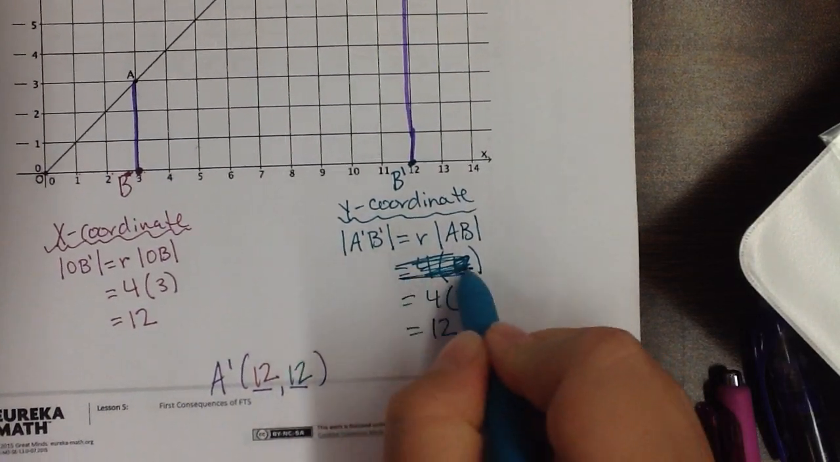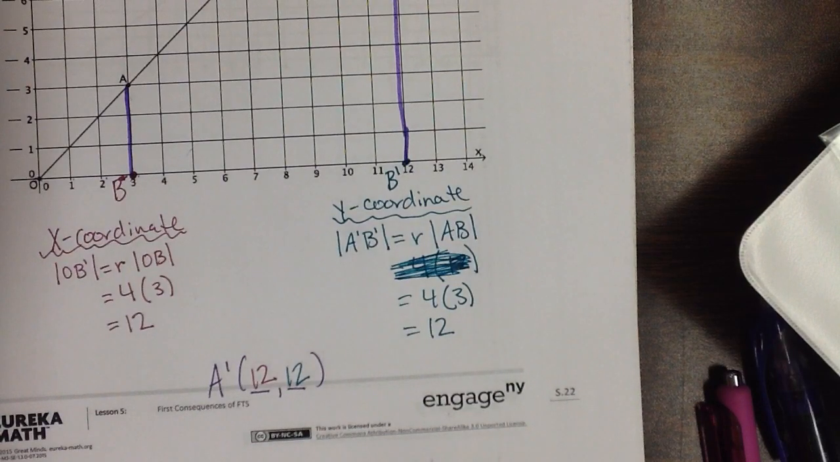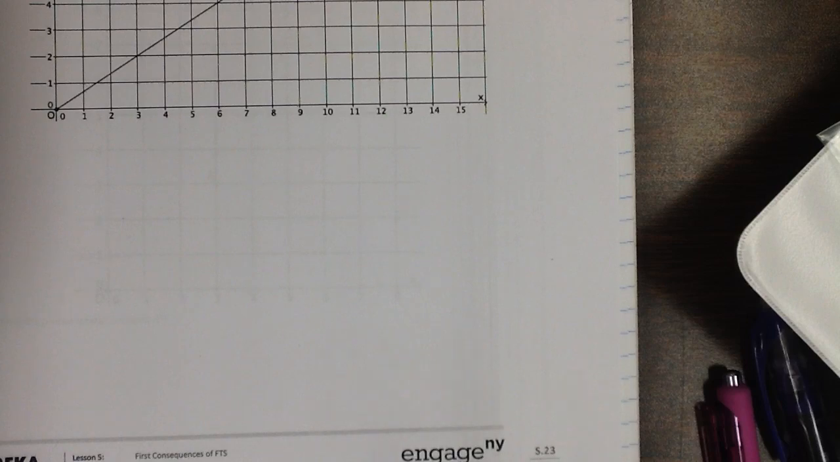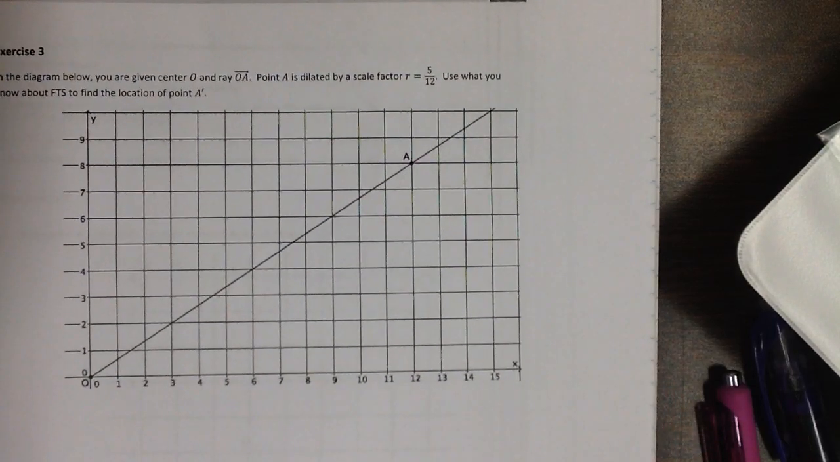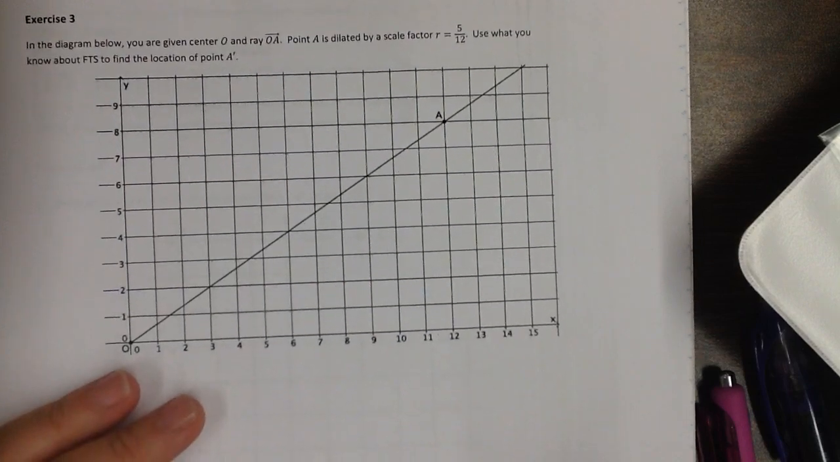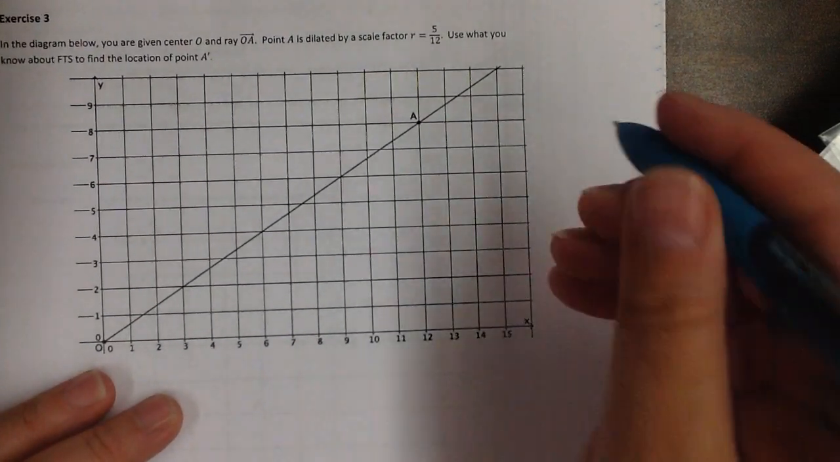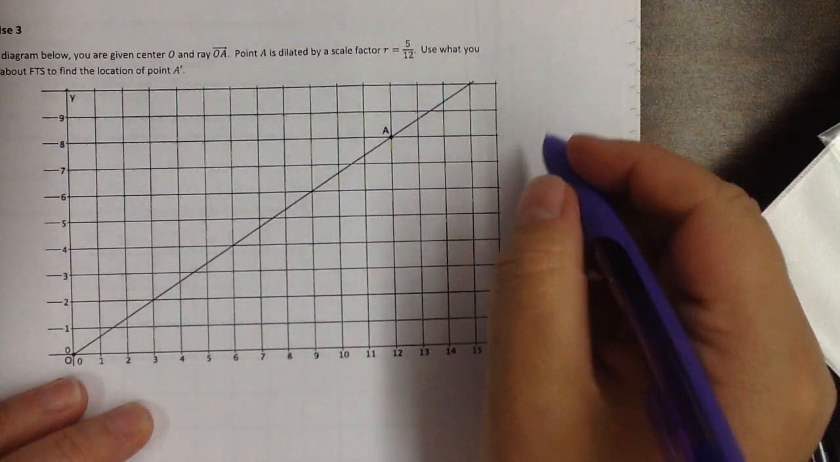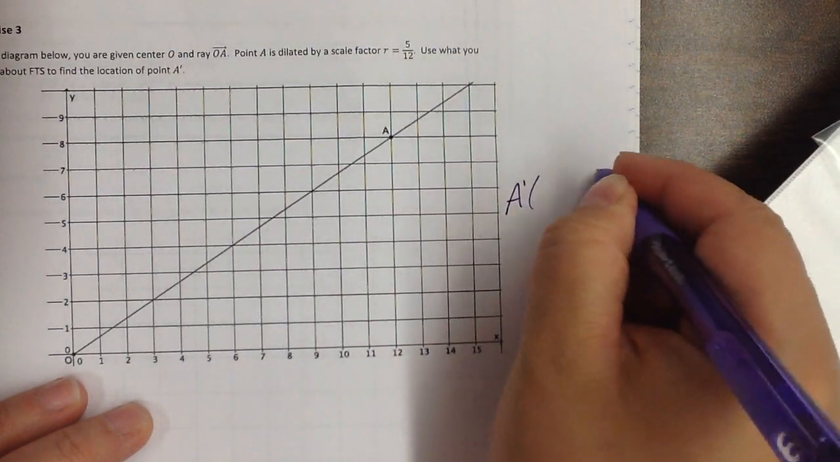Okay. Alright. We're going to do some more examples of this. Exercise 3. In the diagram below, you're given center O and ray OA. Point A is dilated by a scale factor of r equals 5/12. Use what you know about the fundamental theorem of similarity to locate the point A prime. So essentially, same thing again. We want to know the coordinate of A prime. So we have to do a little work.